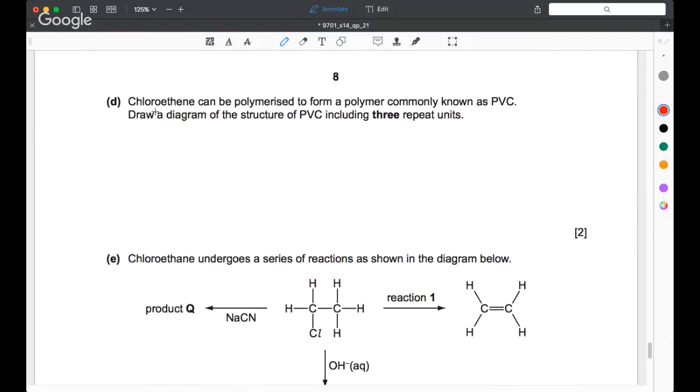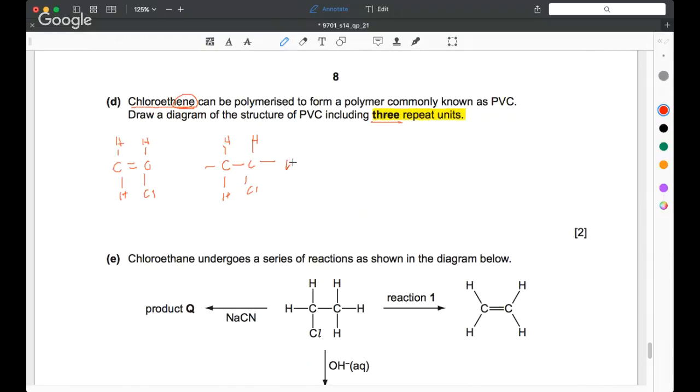Good. Now, chloroethene can be polymerized. Well, I think easy marks here, actually. This is chloroethene, isn't it? Ethene is a double bond, and it's got a chlorine atom there. And when you polymerize that, then you're going to end up with, well, that's 1 repeating unit that was chloroethene, and then you're going to have, well, they wanted 3 repeat units, didn't they? They wanted 3 repeat units.